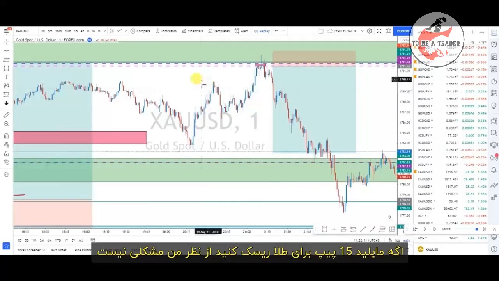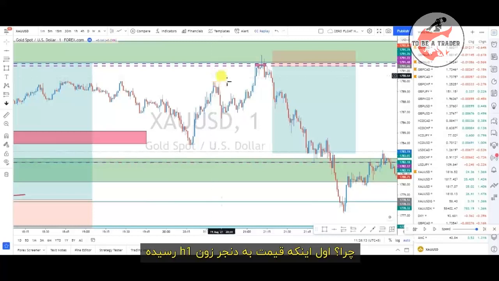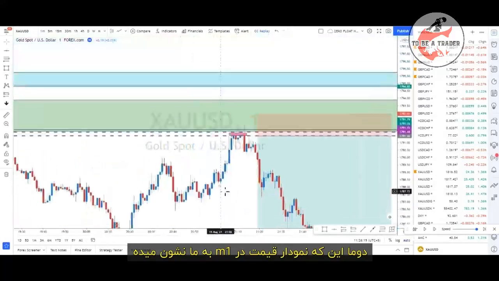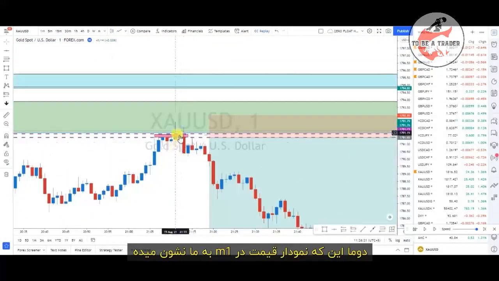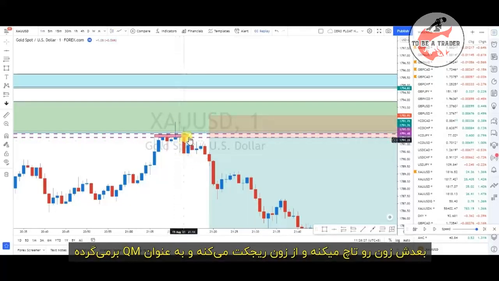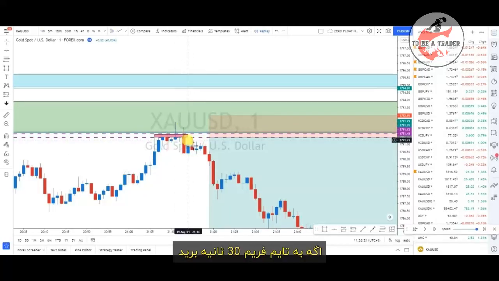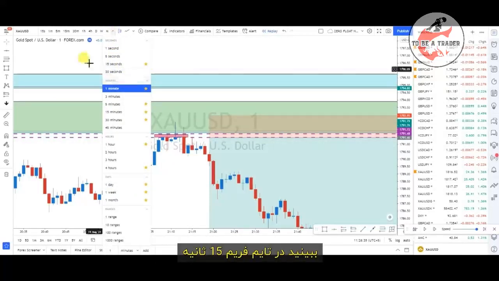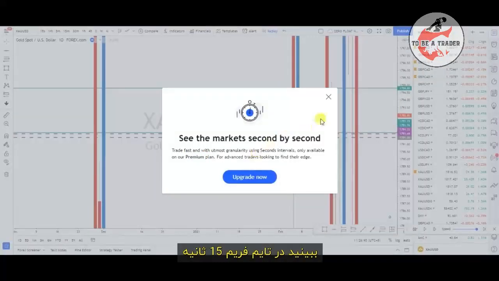Okay, why? First, the reason is that the price has touched the H1 danger zone. Secondly, the price action of the M1 shows that here there is a bearish engulfing on the M1, and then it touched the zone and rejected outside of the zone, comes in back as a QM, touch it. If you go to the 30-second time frame, I'm not sure do I have any 30-second time frame or 15-second time frame. Maybe we can see this clearly. Let's see on the 15-second time frame.